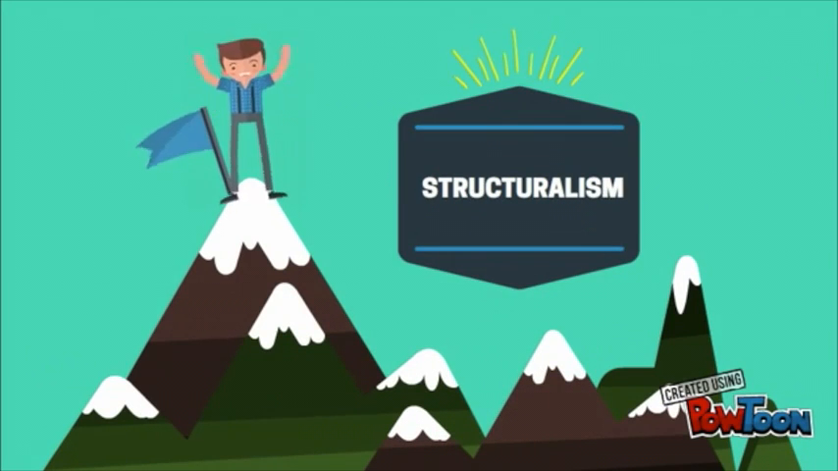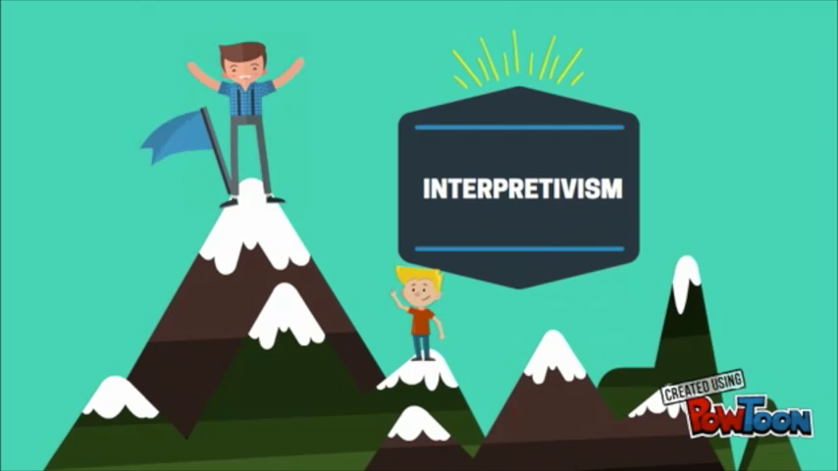From the mountains, sociology sees that puppets are controlled by the puppeteer, where the puppets are humans and the puppeteer is the society. This point of view is called structuralism. From the hills, sociology sees that puppets are controlling the puppeteer, where again, the puppets are human and the puppeteer is the society. This point of view is called interpretivism.